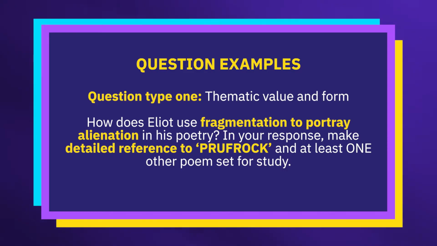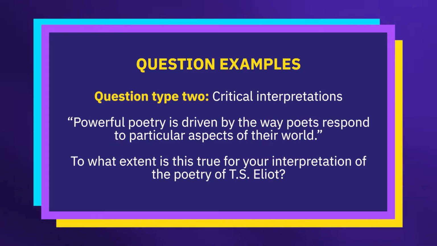So an example of the theme / value plus form question is this one from a few HSCs ago, which was, how does Eliot use fragmentation to portray alienation in his poetry? So we've got that balance there between a little bit of form and a little bit of theme, meaning that both of those terms would need to be in those topic sentences.